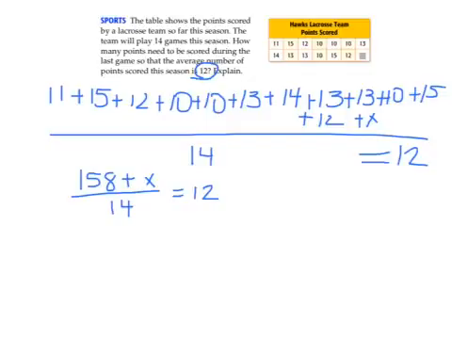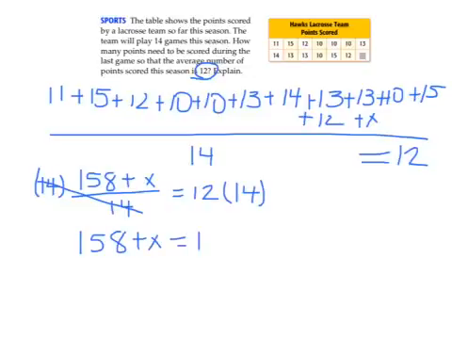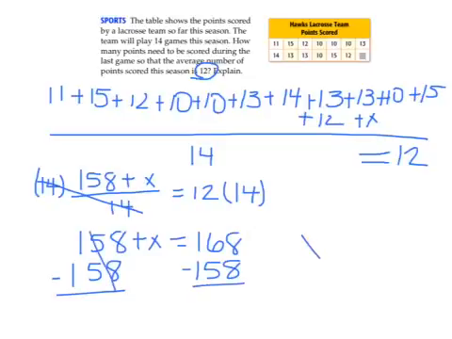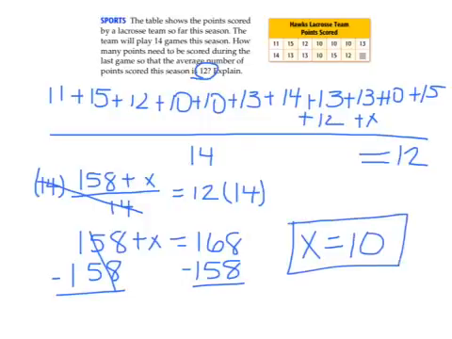So now we're going to try to get rid of the 14 by multiplying both sides by 14. That leaves me with 158 plus x, and 12 times 14 is 168. I need to now subtract 158 from both sides. Leaves me with x all by itself, and 168 minus 158 is 10. So the lacrosse team needs to score 10 points this last game.